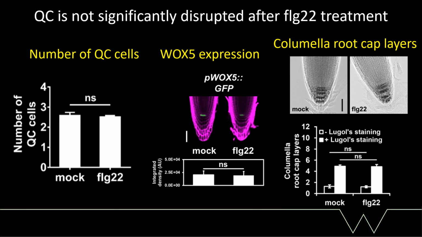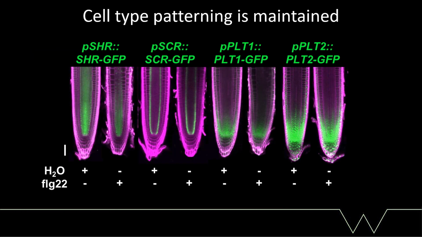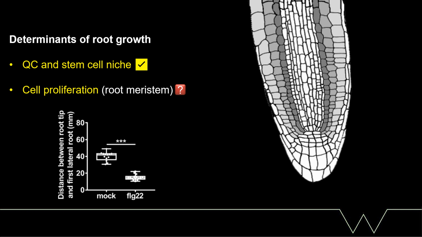We also see that the patterning of the cell types is not significantly changed. So we've got a number of cell line specific markers here, and you can see that after flg22 treatment, which is on the right of each of these pictures, the patterning of the cell files is not changed. So the next question is what actually is being affected. So the quiescent center and stem cell niche are intact.